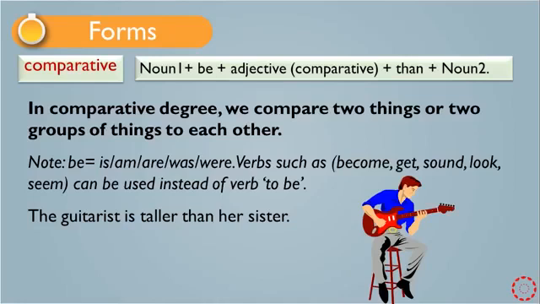Okay, let's come to the example. The guitarist. This is the noun 1, first noun. We compare the guitarist to her sister. What do we compare here? Yes, very good. The guitarist to her sister. The guitarist is noun 1. Is is verb to be. Tall becomes taller. Why became taller? Because it is one syllable adjective and we use it in comparative degree.